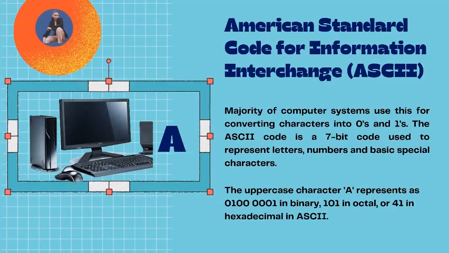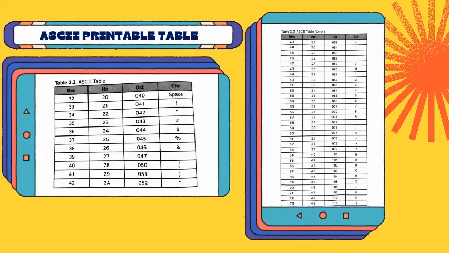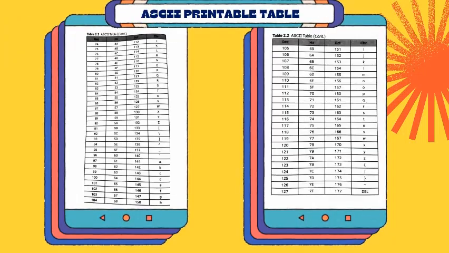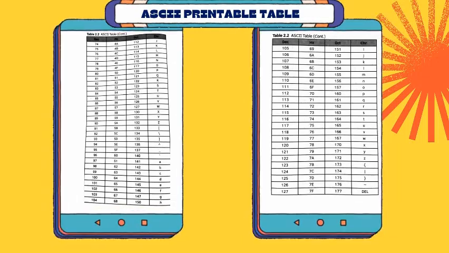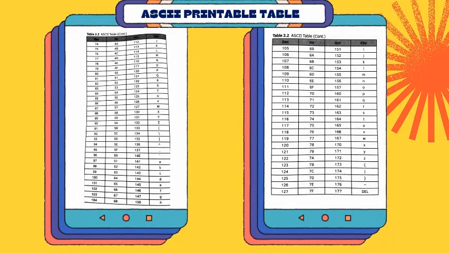And here we have the ASCII printable table, in case you want to see the other characters or letters that are included in the ASCII code. You may also pause or stop the video in case you want to copy.